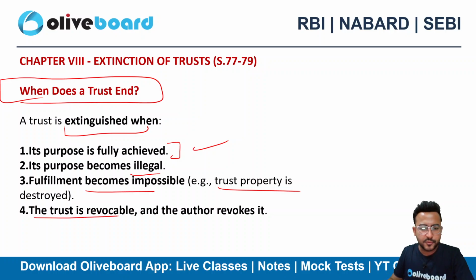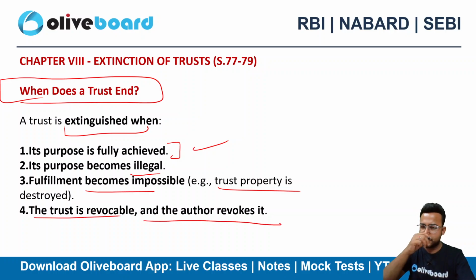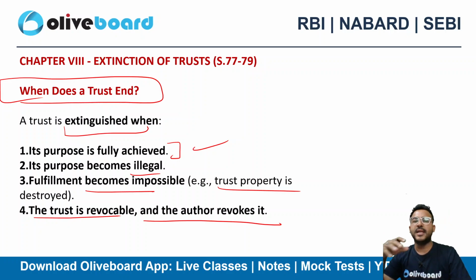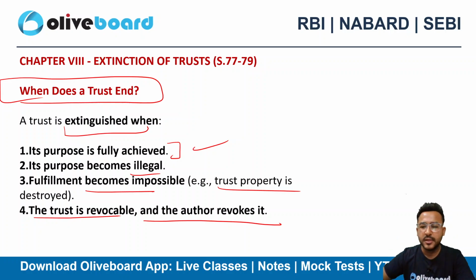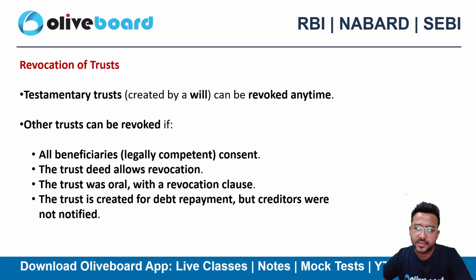The trust is revocable. The author revokes it. Let's suppose I was the author. I handed over the property to the trustee, but I made it clear in the trust deed that I can revoke it. I can take that property back anytime. In that case also the trust will be extinguished. Right? Revocation of trust.